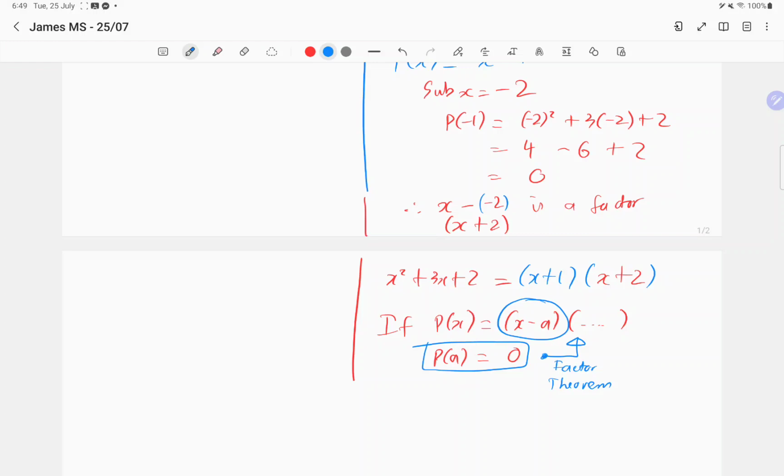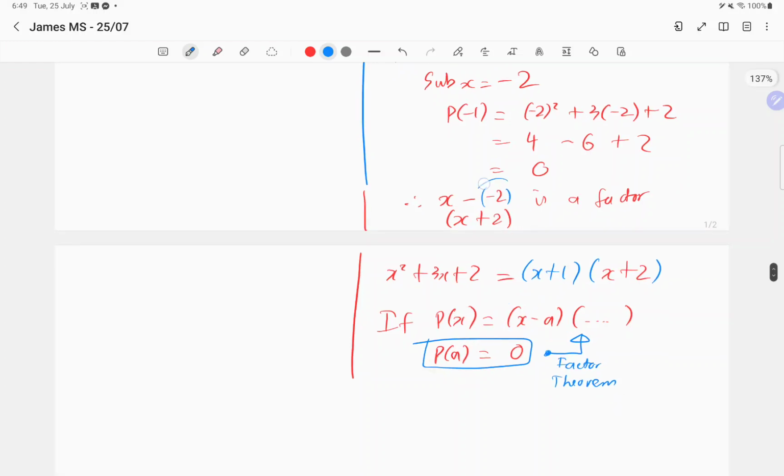Does a have to be positive? No, it could be negative. See, the answer here is negative, so minus -2 is plus 2. Does it make sense?